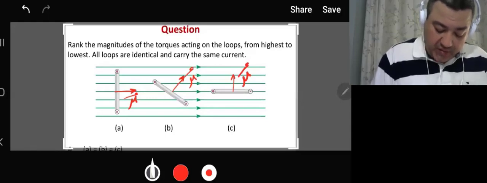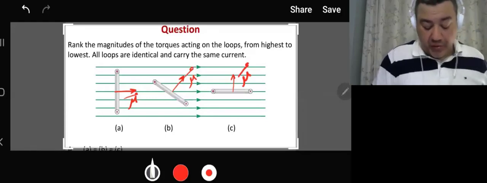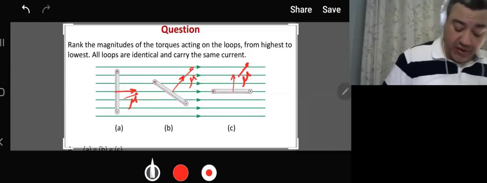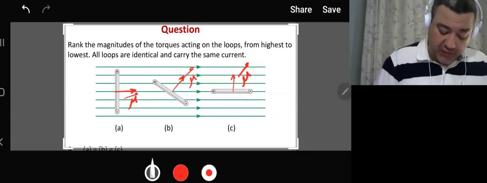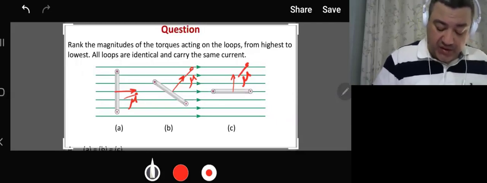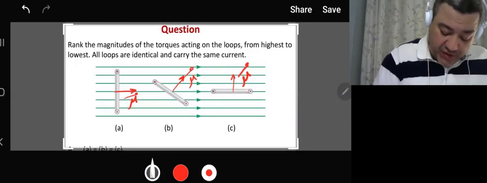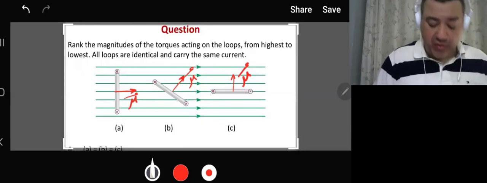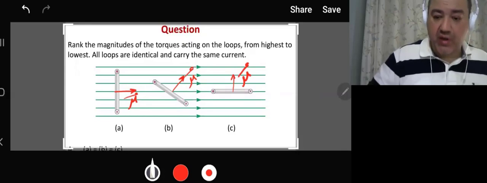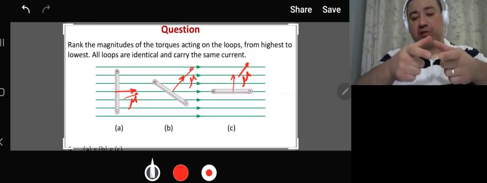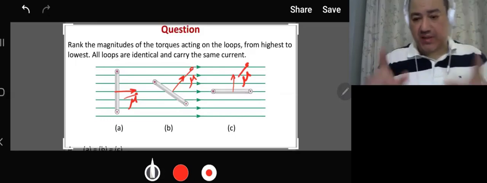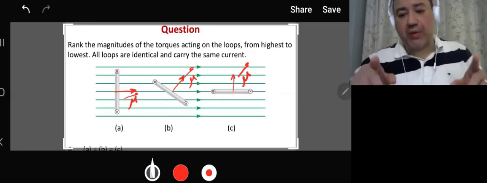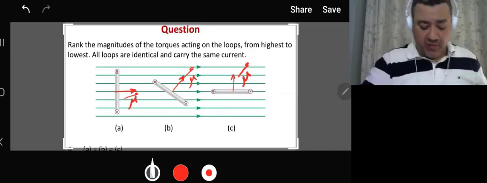Based on the loop, on the torque applied on that loop. Why? Because as we have seen, the generated forces on that loop will result in a torque, and this torque will basically twist or rotate the loop such that the magnetic dipole moment is always aligning with the magnetic field.